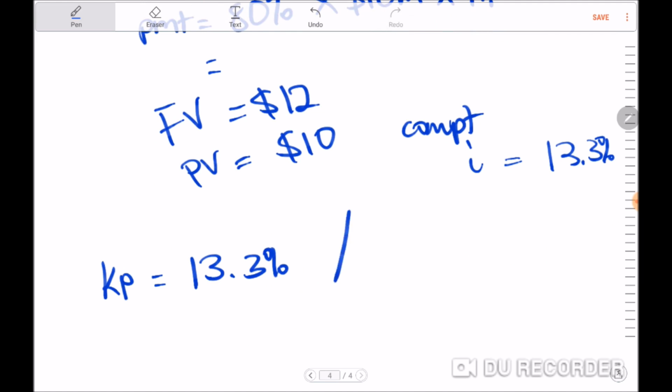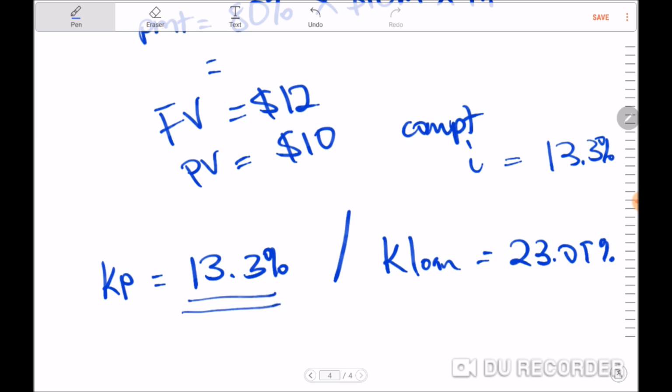Now from there, I now need to compare the cost from the preference shares, which is 13.3%, versus the cost of the loan, which is 23.09%. So if I'm to select the instrument which is cost effective, I'm going to select the one with the lower cost, and this is the one. The preference share option is the one which is most cost effective.